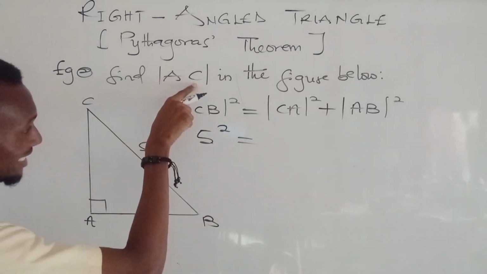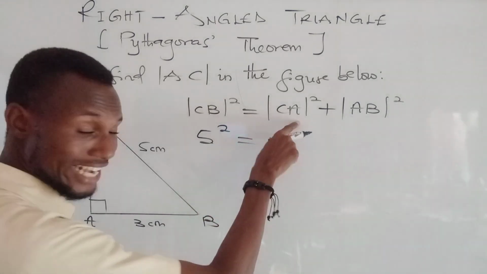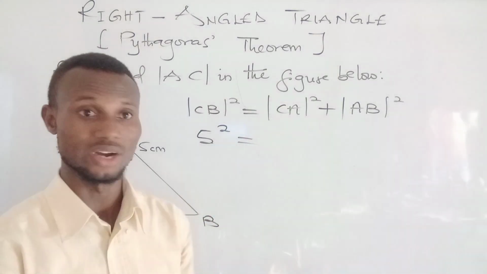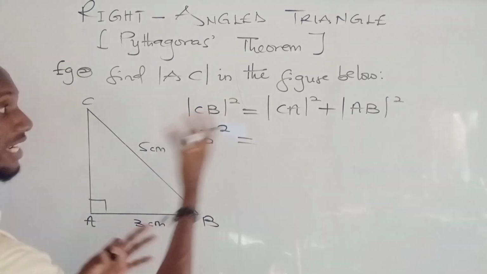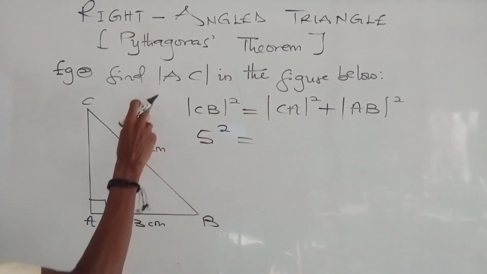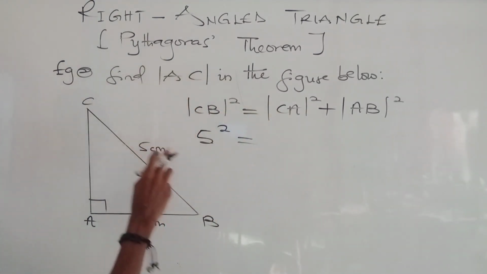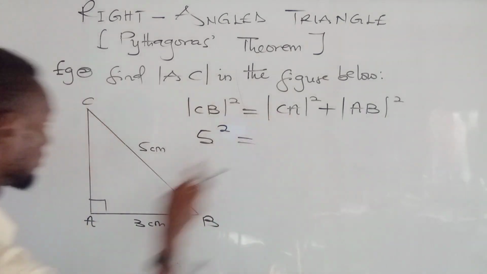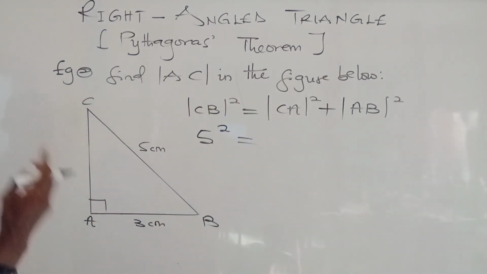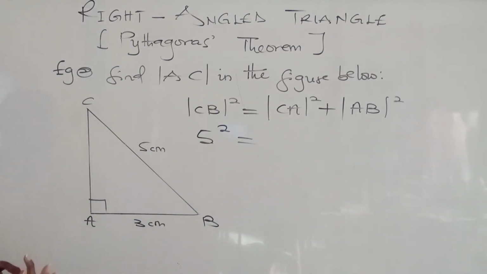The line AC here is the same as what? CA. I've explained that to you. They are the same thing, so don't get confused about it. This line AC, which you are looking for, is the same as the CA. So CA is the same as what? AC. It's the same thing.